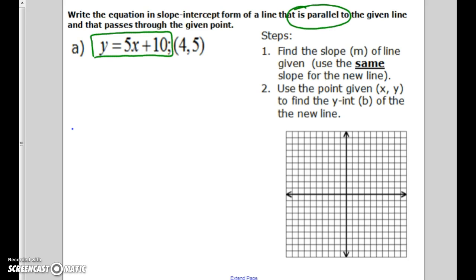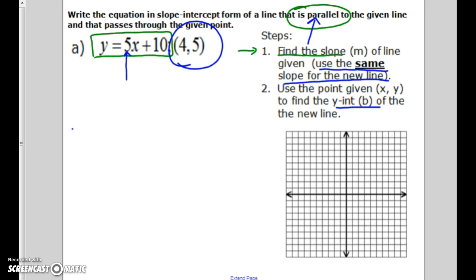So if this is my equation, the first step I need to do is to find the slope. So the slope on this one here is 5. I want to use the exact same slope because I want the lines to be parallel. And then I have to use the point that's given in order to find out what my new y-intercept is. Okay?